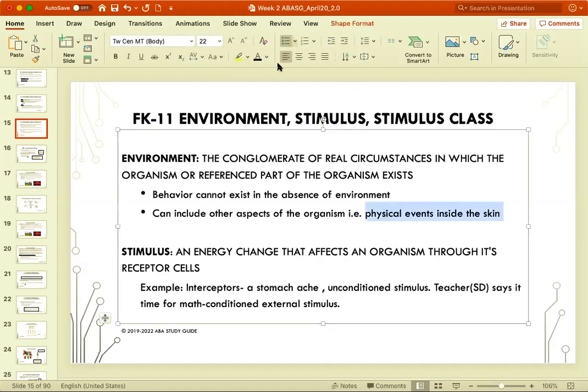So remember, we are radical behaviorists, so we talk about covert or physical events that are inside the skin. So the environment is not just physically what you see, it also has to do with that covert behavior inside the skin. That's your total environment.